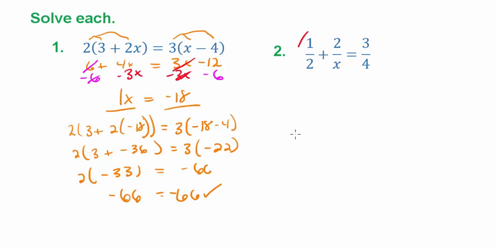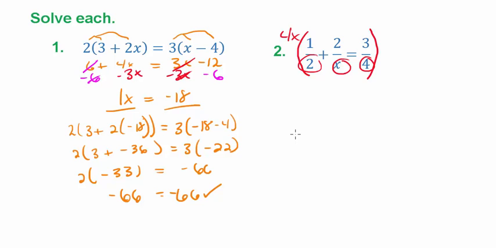I will look at and think of what is the common denominator of all the denominators. If you think about all the denominators, the common denominator is actually 4x. If you want to remember how to do that, go back to adding and subtracting rational expressions, which is in chapter R.